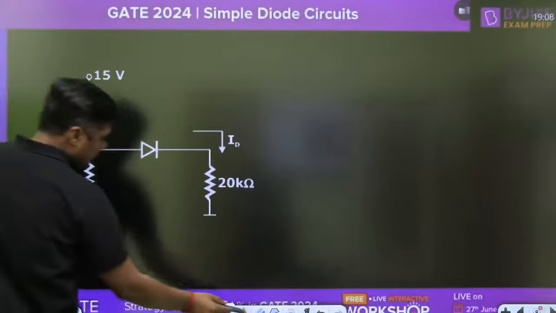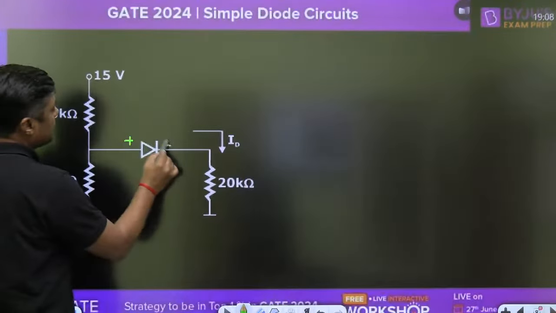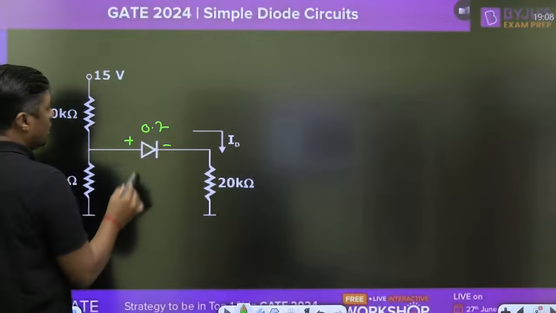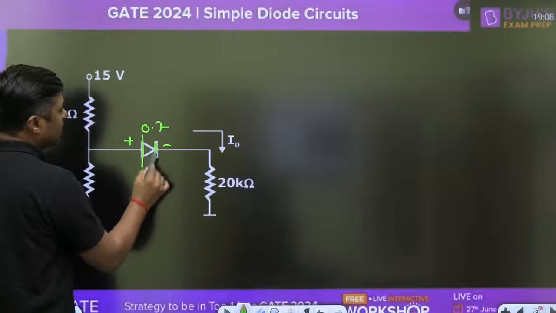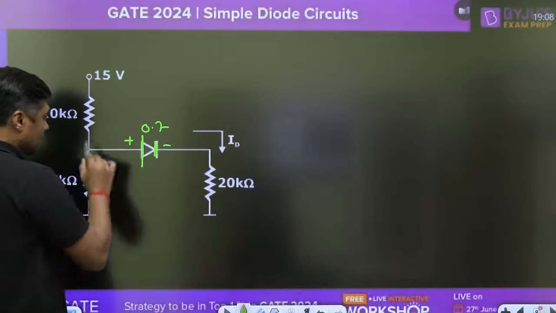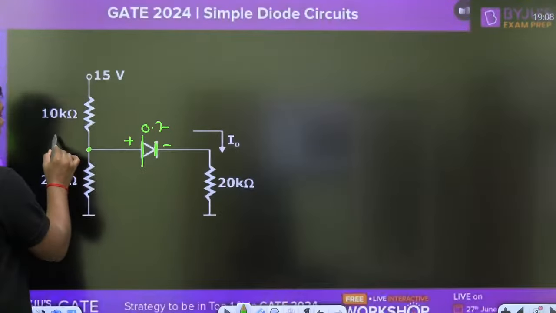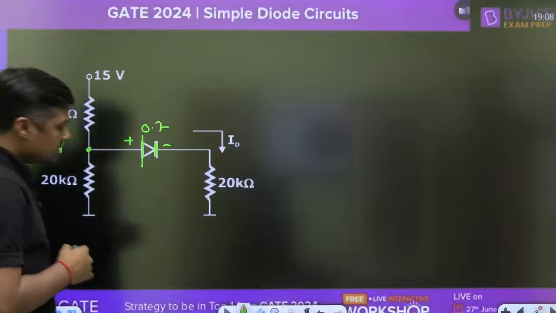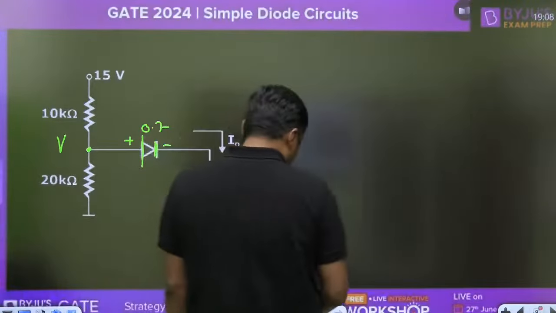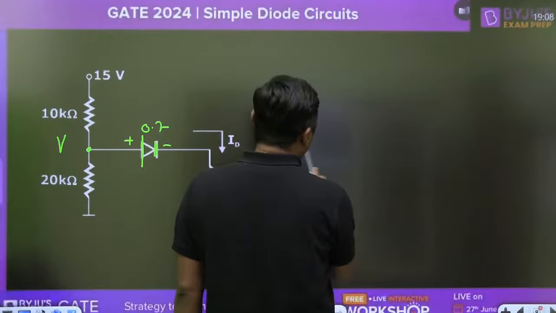You can replace the diode by its voltage 0.7 volt. Now this is converted into a battery, and what is the value of the battery? Only 0.7 volt. Then you can apply nodal analysis at this point, or you can also apply mesh analysis. So what is the diagram actually? This diagram, we can convert like this.